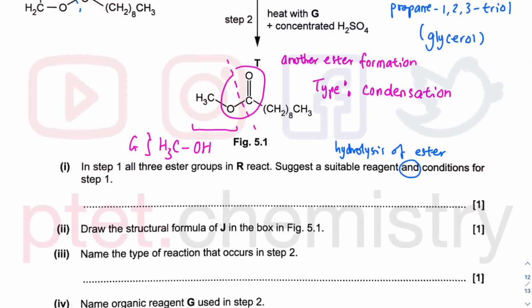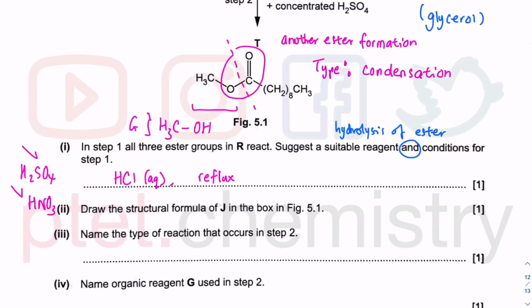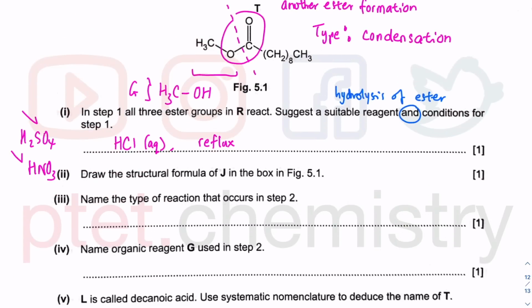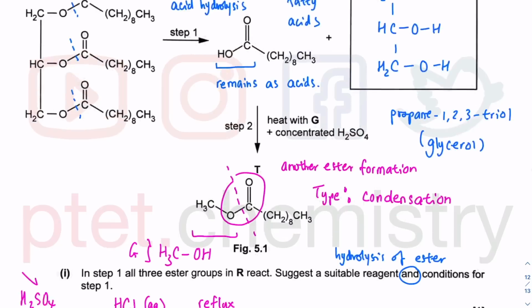Reagent and condition, you need dilute HCl, and you also need reflux. You can use dilute H2SO4, that is fine. You can use HNO3, that is also fine, but not base hydrolysis because you're getting carboxylic acid and not the salt as the product. Draw the structural formula of J. I think I just did J, which was the glycerol, propane-1,2,3-triol, from the acid hydrolysis, giving you the alcohol, which is neither acidic nor basic there.